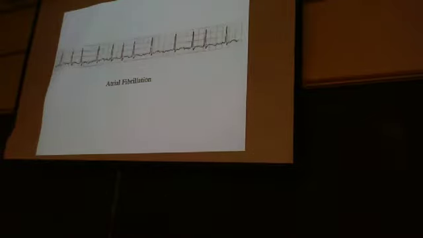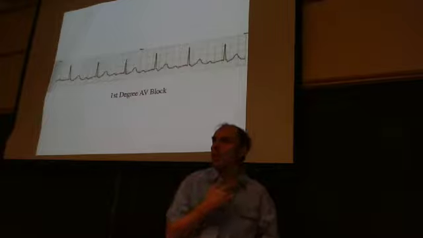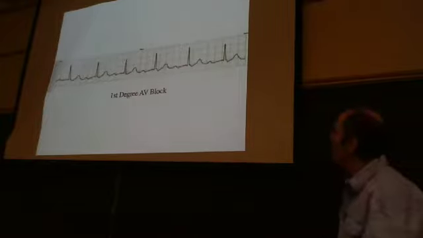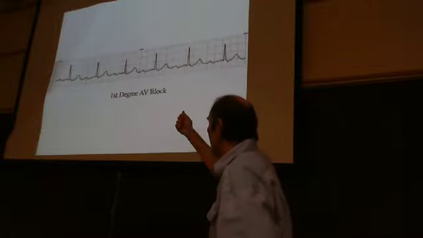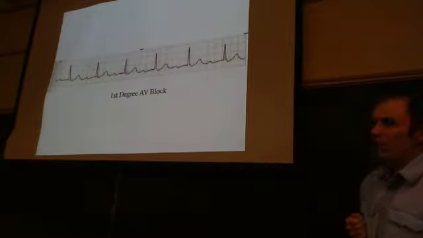Okay. Let's see. Next, first degree AV block. Now we're going to start talking about the problems with the AV node, the connection between the atrium and the ventricle. Now, can anybody tell me what's wrong? I got it listed up as this first degree AV block. Well, what looks wrong with this electrocardiogram?